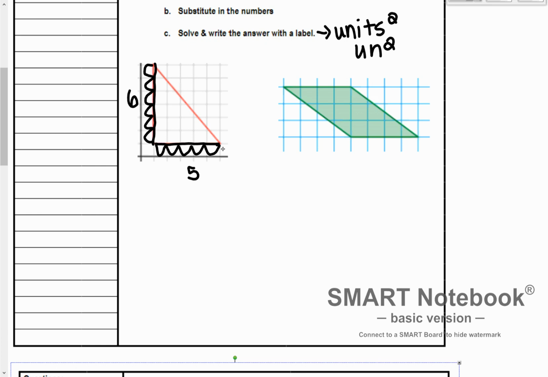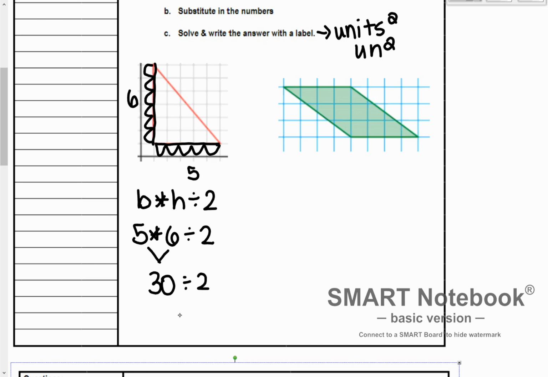Okay, so then we'd start by writing our formula. So base times height. And then I've noticed in class a lot of us like to divide by 2, so I'm going to put that one up here. So we've got our base is 5, our height is 6, and then we have to divide it by 2 because it is a triangle. 5 times 6 is 30 divided by 2. 30 divided by 2 would be 15. Our label would be units squared. Okay, other ways we could have done that, we could have grouped together our 6 divided by 2 to get a 3. 3 times 5, 15.